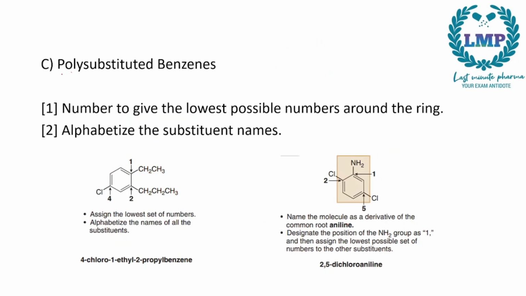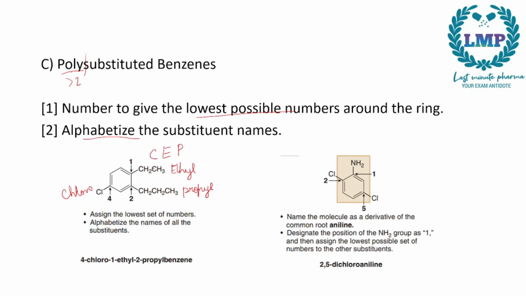Next we will go for polysubstituted. Poly means greater than 2 substitutions in the benzene. If this has to be named, we will give a number first, and the number has to be the lowest possible number around the ring. And second, we have to alphabetize the substituent names and then check. Since 2 carbon is named as ethyl, 3 carbon is propyl, 1 chlorine would be named as chloro. So if we check the alphabetical order, E, C, E, P. So C is the lowest, then E, and then P.